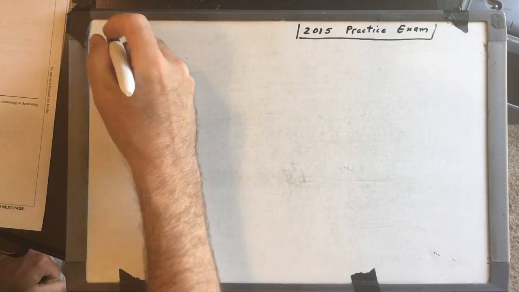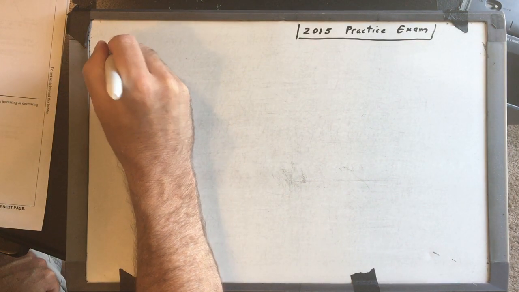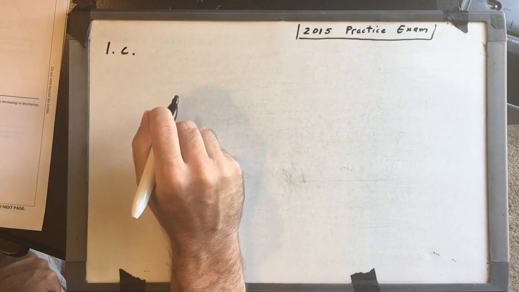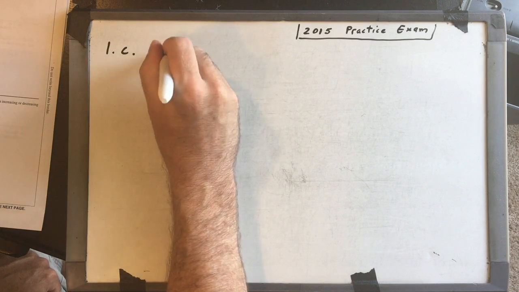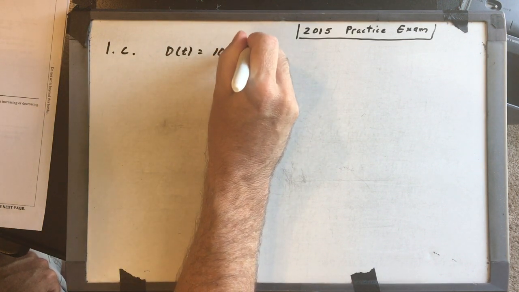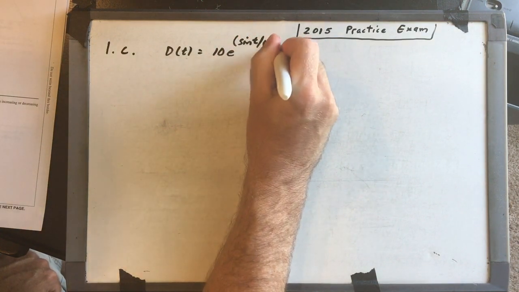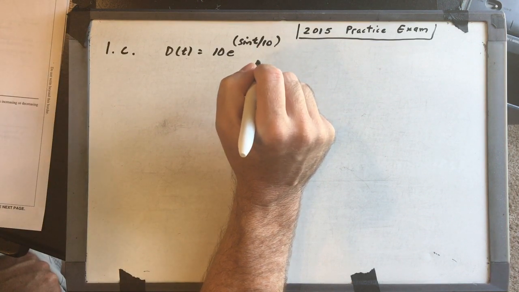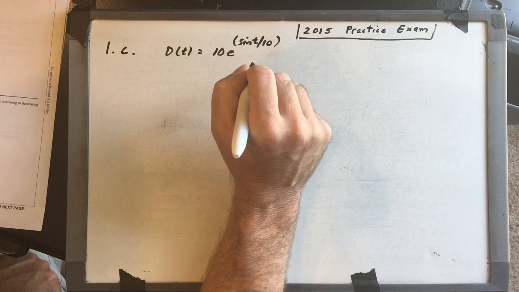So remember, this part is a calculator question, and of course you won't have that on the 2020 test. But 1C says at time t equals 10 minutes, water begins draining out. And D of t is equal to 10e to the sine t over 10 liters per minute. Water continues to drain until 55. So how many liters of water are in the tank at time 55 minutes?